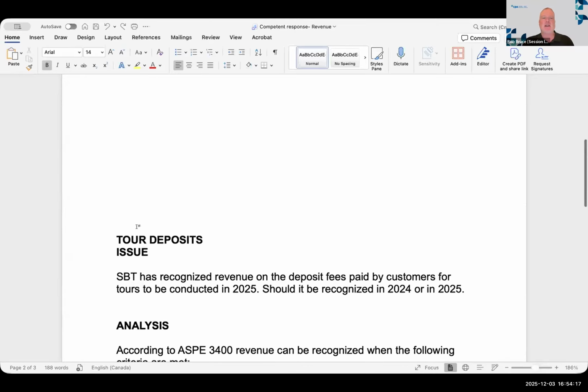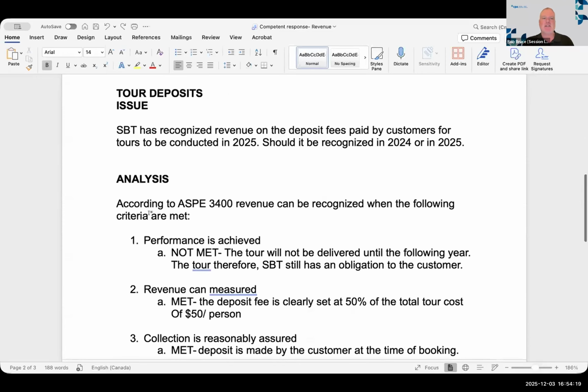Now, when we're looking at the tour deposits, we start out by putting the title of what the issue is, so the marker knows what you're talking about. And I'll be honest, as a former case marker, sometimes I had no idea what the student was talking about. So that gets your marker on side. Then you state the issue and you explain what the issue is and why it's an issue. So SPT has recognized revenue on the deposit fees paid by customers for tours to be conducted in 2025. Should it be recognized in 2024 or 2025?